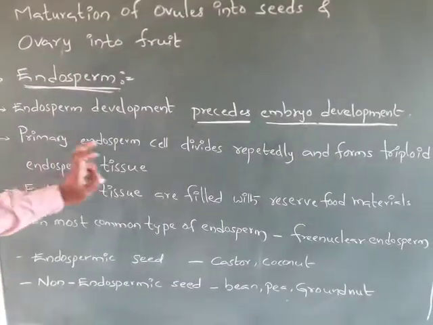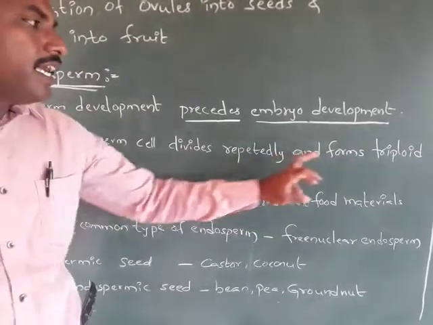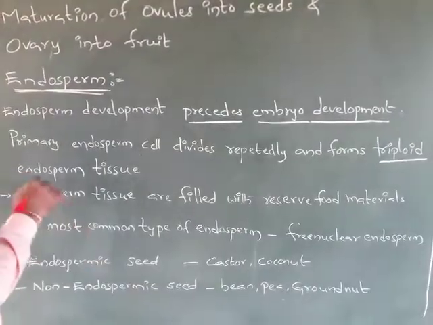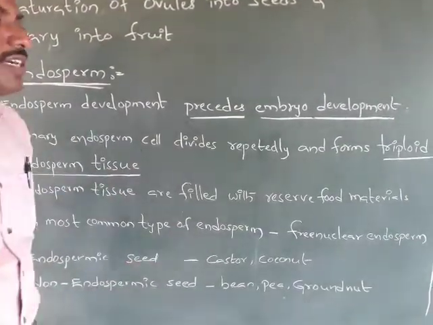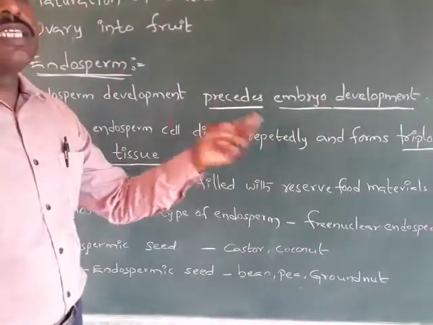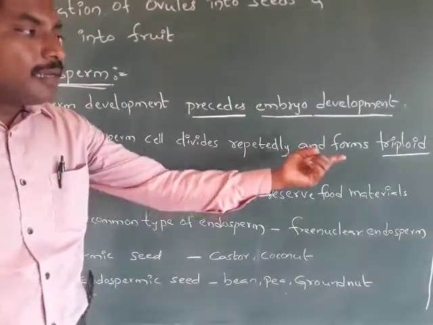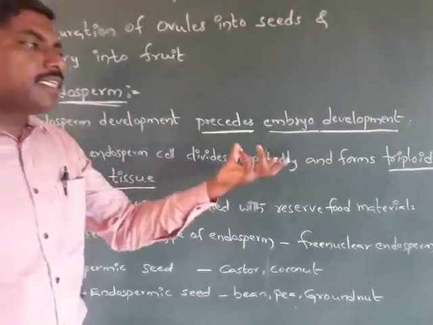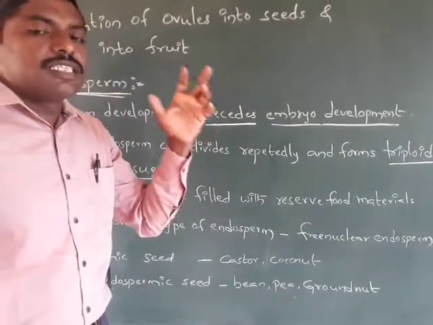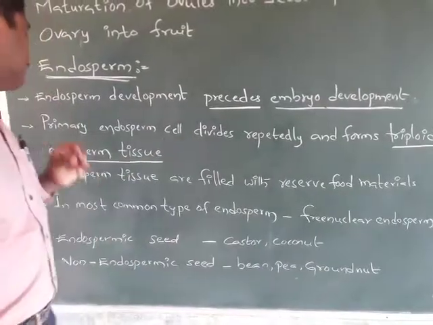The primary endosperm cell divides repeatedly and forms a triploid endosperm tissue. Why? Because of two polar nuclei and one nucleus of the male gamete, so it is in a triploid condition. The endosperm is always triploid, always a 3n condition.